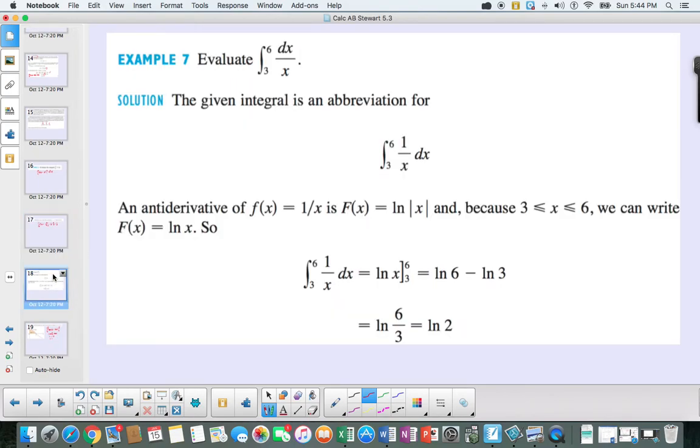Here's an evaluation from 3 to 6. Take a look at the solution. You need to find the antiderivative, which is a natural log. We can drop the absolute value sign since our limits of integration are all positive. And we go ahead and evaluate it, and there's our answer.